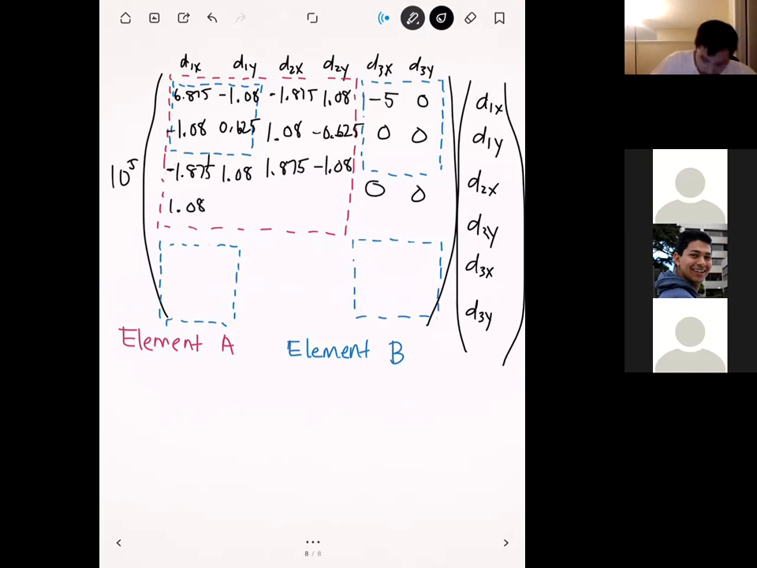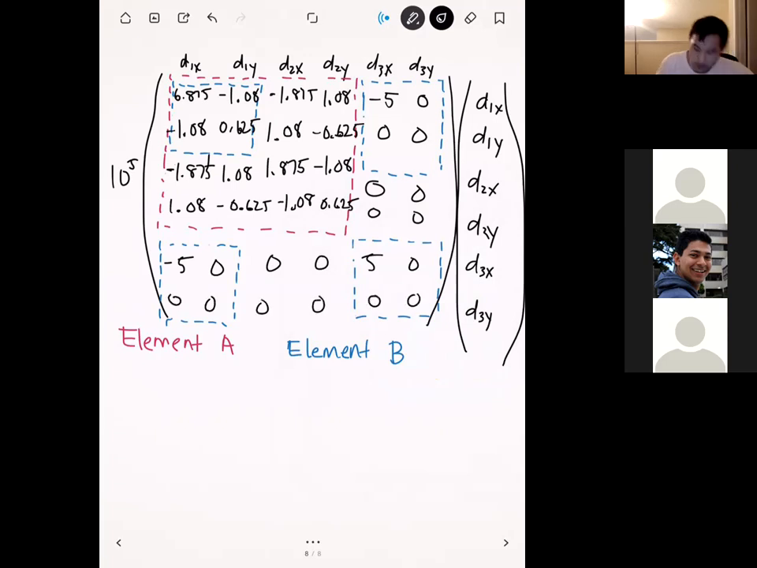1.08, minus 0.625, minus 1.08, 0.625, 0, 0. All right, so that was the hard one. We have minus 5, 0, 0, 0, and then 5, 0, and then all zeros down here. All right, so that's what we get from just assembly.